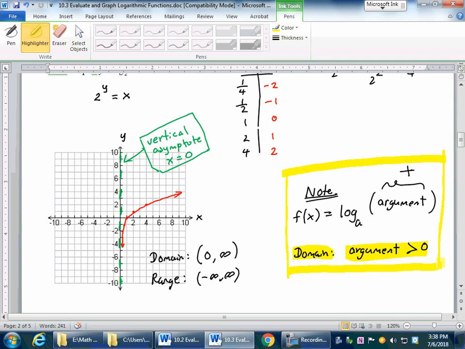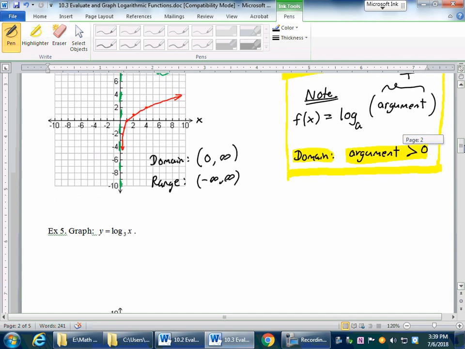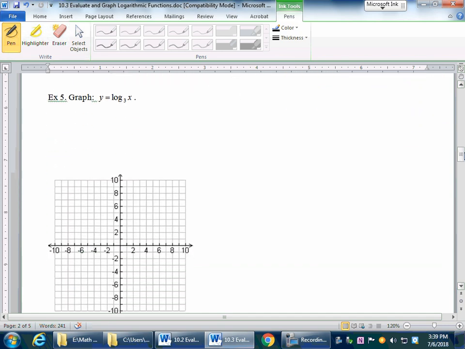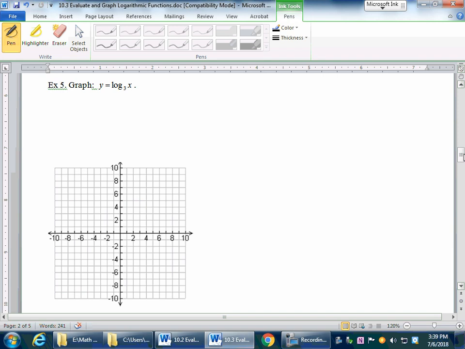Okay, so let's try to graph the next function. Remember, these are parent graphs. Later on, we're going to use these parent graphs to do the transformation. First, I'm going to rewrite this into exponential form, which is 3 to the y power is equal to x. Now I'm going to plug in the points. I'm going to find the table of values.